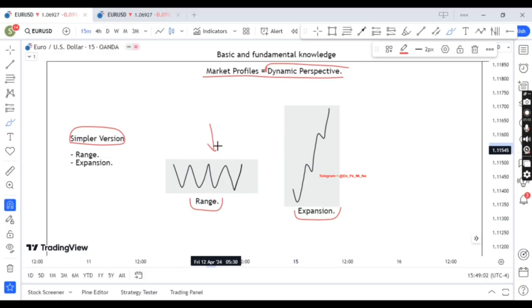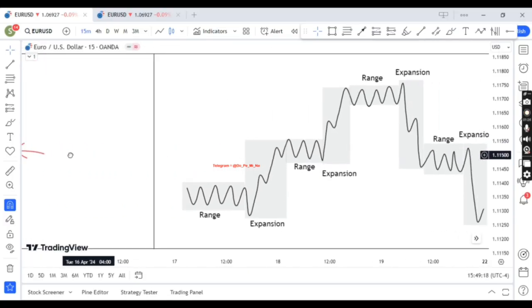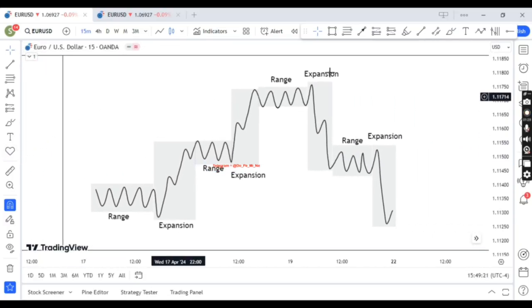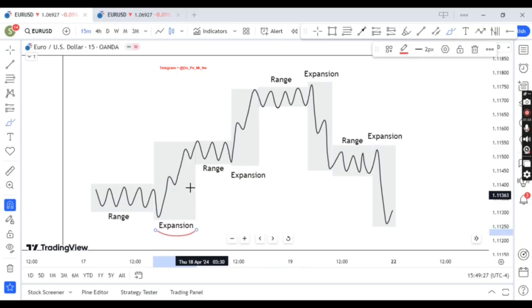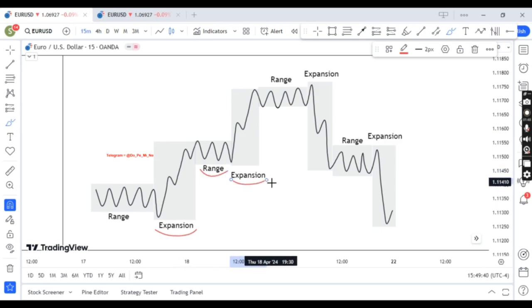Now, you guys have been taught only the simpler version of market profiles and are only familiar with this one, right? Now, the way the market moves is that it basically moves either in a ranging profile or an expansion profile. So first of all, we start with a ranging profile, and then after a ranging profile has ended, we then turn into another profile which is an expansion profile. And then after an expansion has occurred, we cannot have another expansion after it. After an expansion profile is ended, we turn into another ranging profile before making another expansion, right?